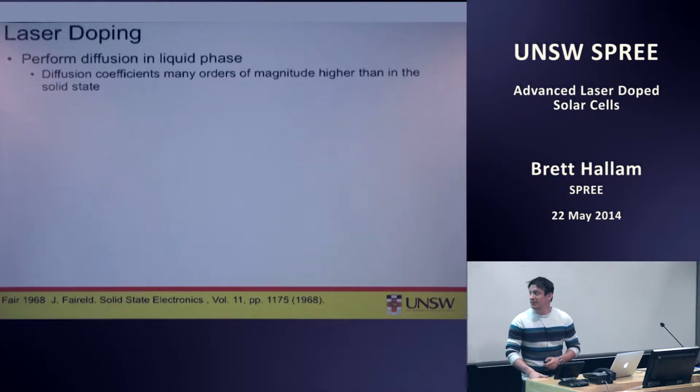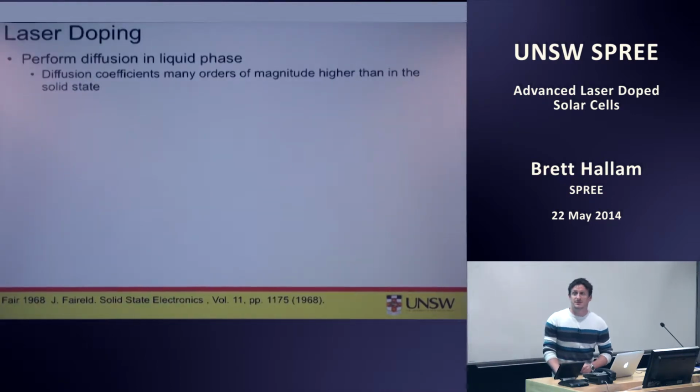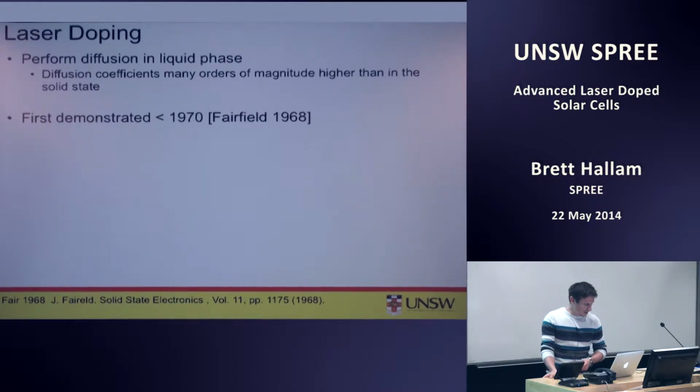So looking at laser doping, why do we do laser doping? Well, it's because the diffusion occurs in the liquid state, and that results in diffusion coefficients about 6 orders of magnitude higher than that in the solid state. So it means we can do diffusion processes in the matter of microseconds as opposed to minutes or hours. Laser doping itself was first demonstrated in about 1968, so it's been widely used within the semiconductor industry, but very little in solar cells.